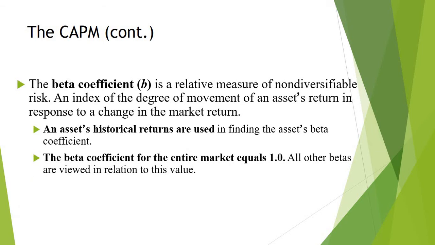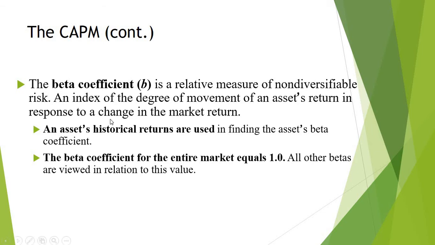Now, using the beta coefficient, which is a measurement of non-diversifiable risk, we can also find out the required rate of return of a stock and assets. The beta coefficient shows the relationship between a stock's or asset's return and the change in market return. In simple words, the beta coefficient of a stock or asset shows the relationship between the stock or asset's return and the market return.